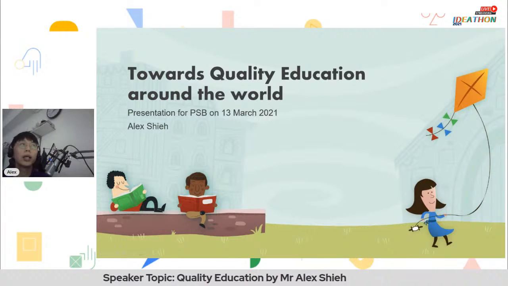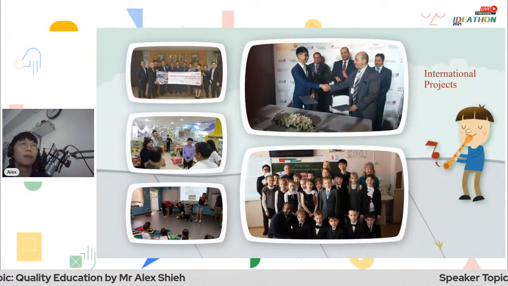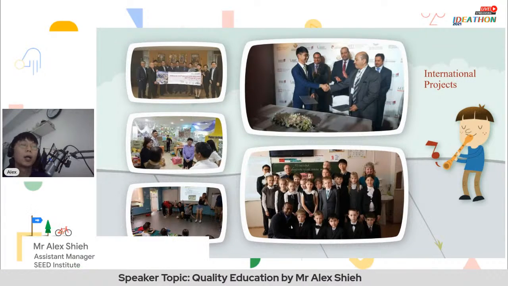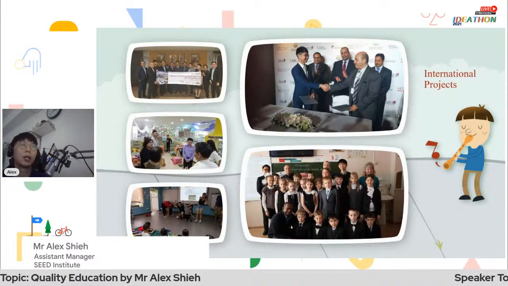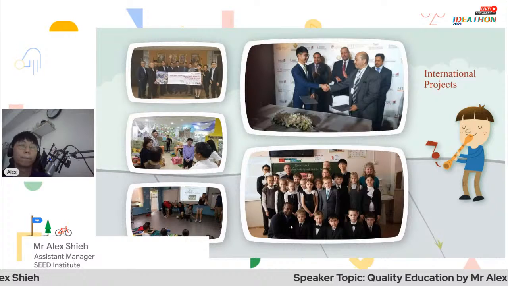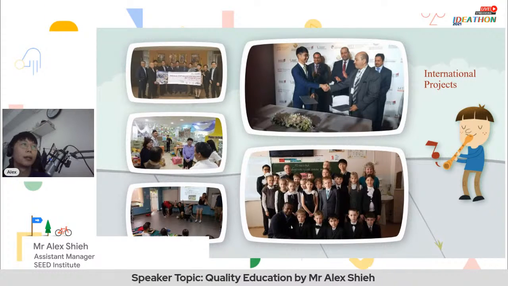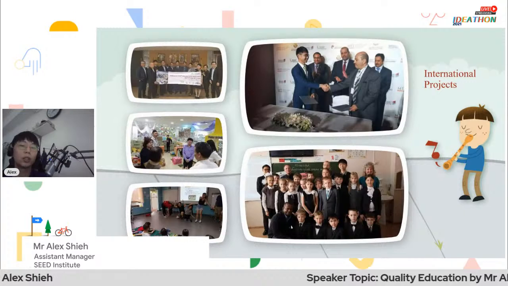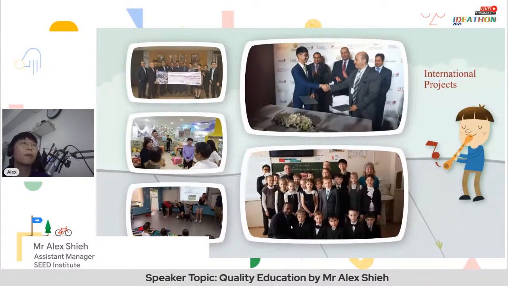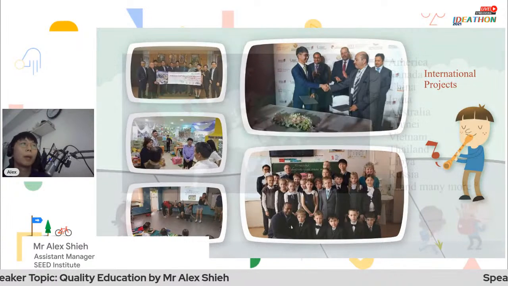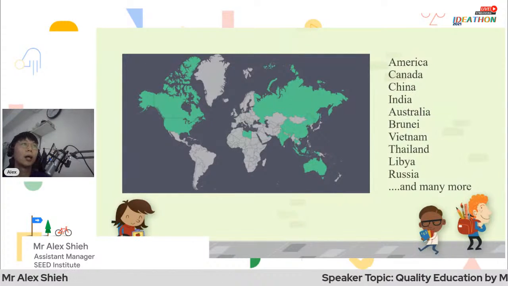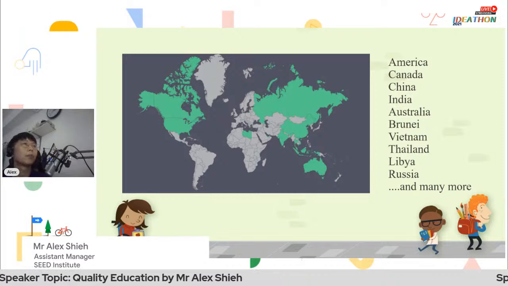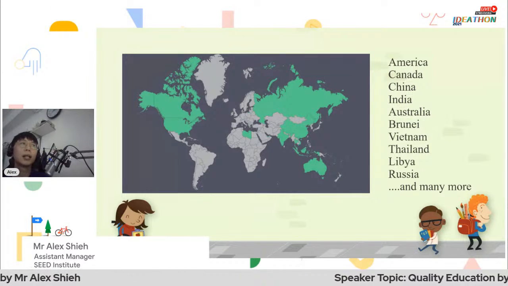Okay, so I'll be talking about quality education and some of the things that I've done across the world is that I have worked with ministries of education, teachers, private school principals, learning technology companies, and many policymakers around the world to look at how we can improve quality of education for children and learning across the world. So some of the countries that I have been to in my work include America, China, Canada, India. I've been to Australia, Brunei as well, Southeast Asia, Vietnam, Thailand. Large part of my work is also in Russia, and also I've been to Libya as well.